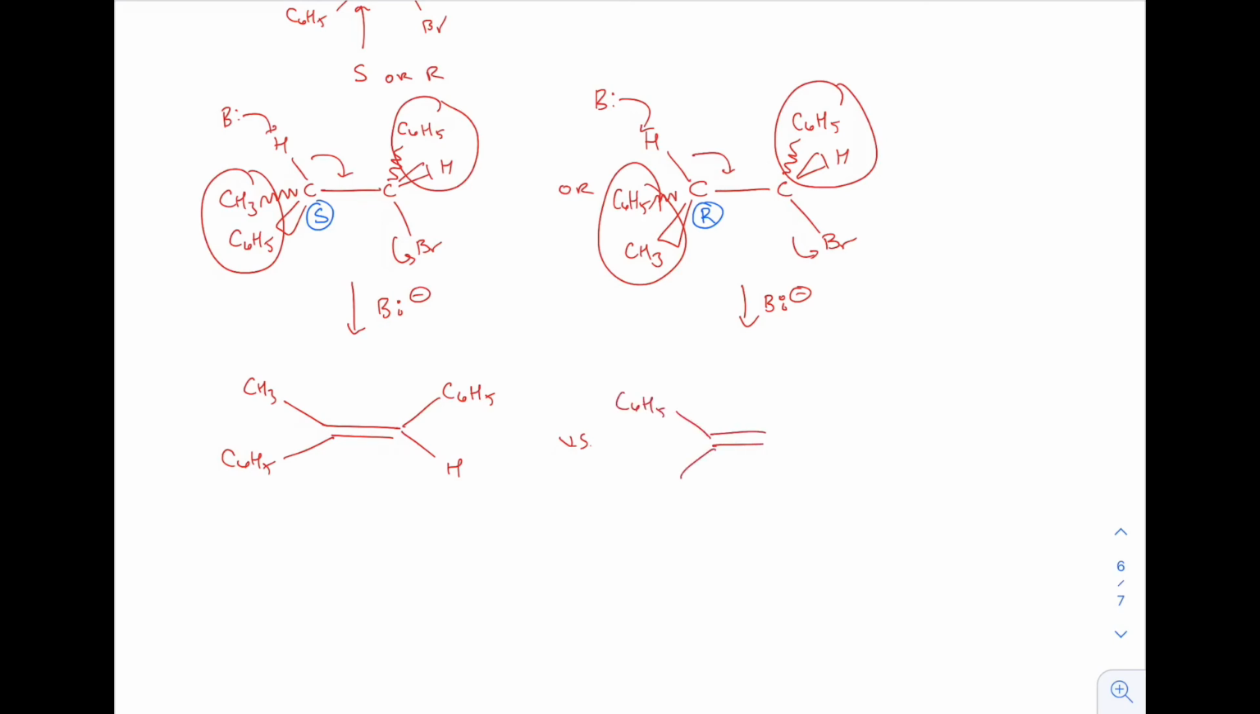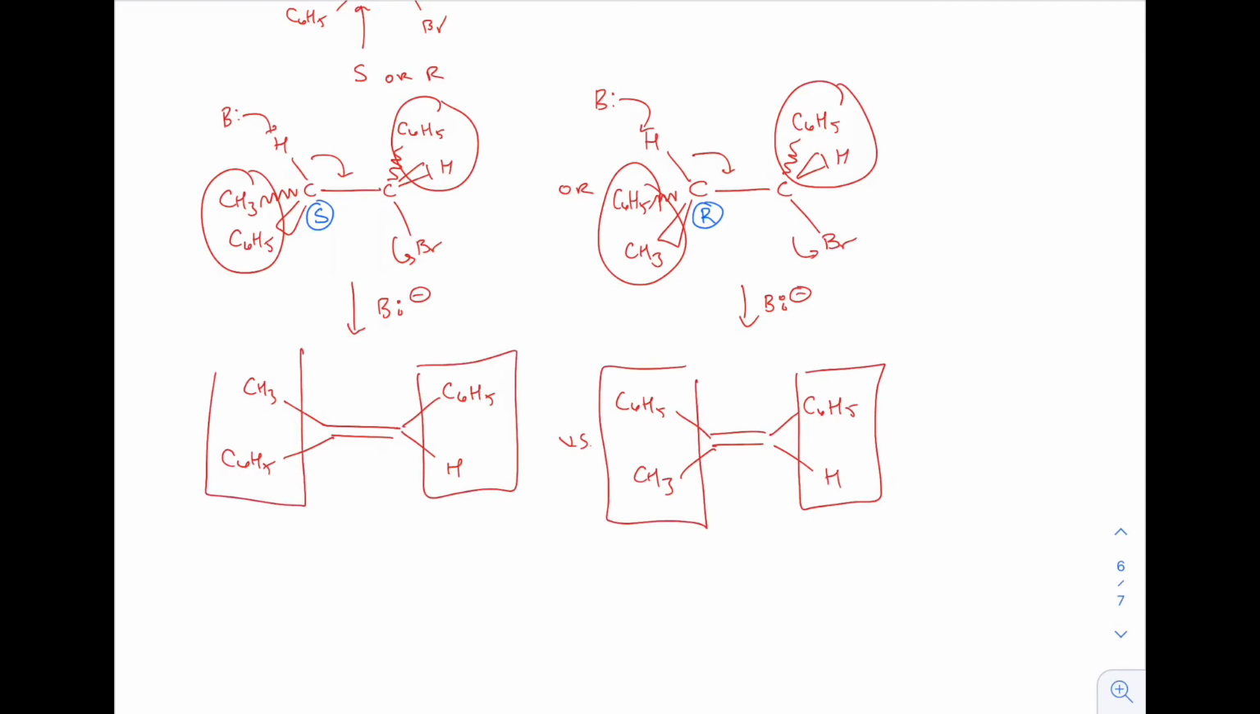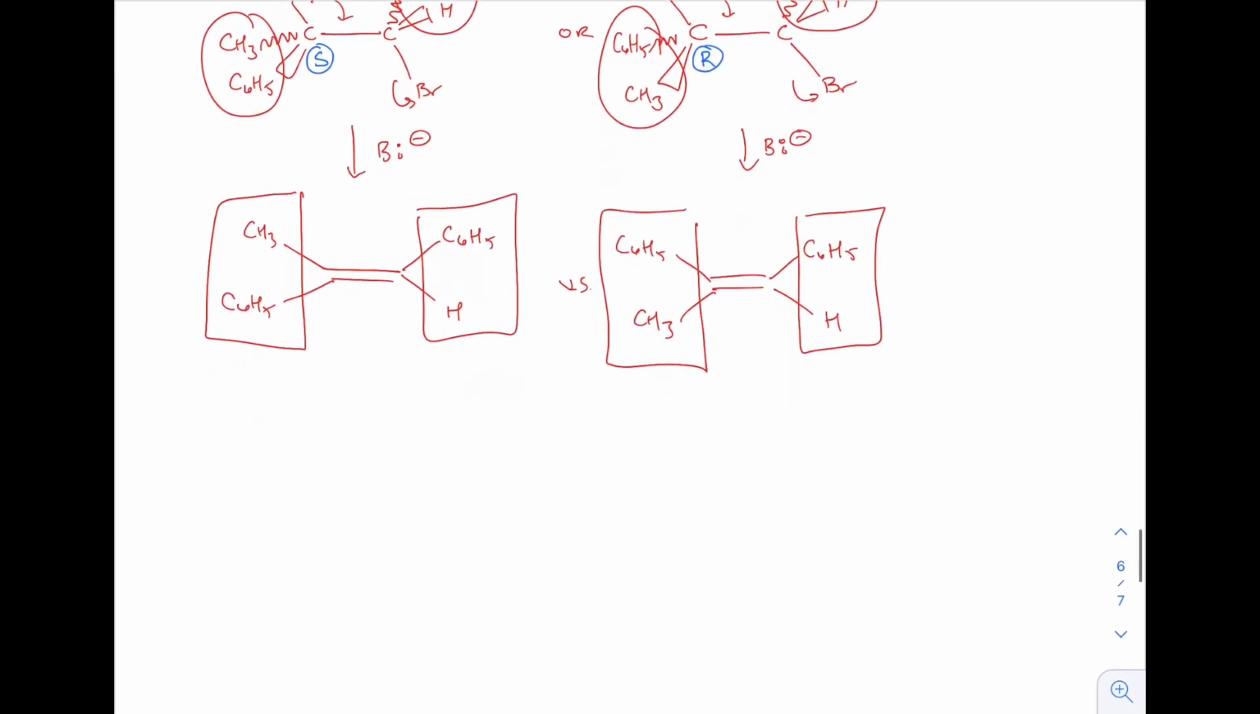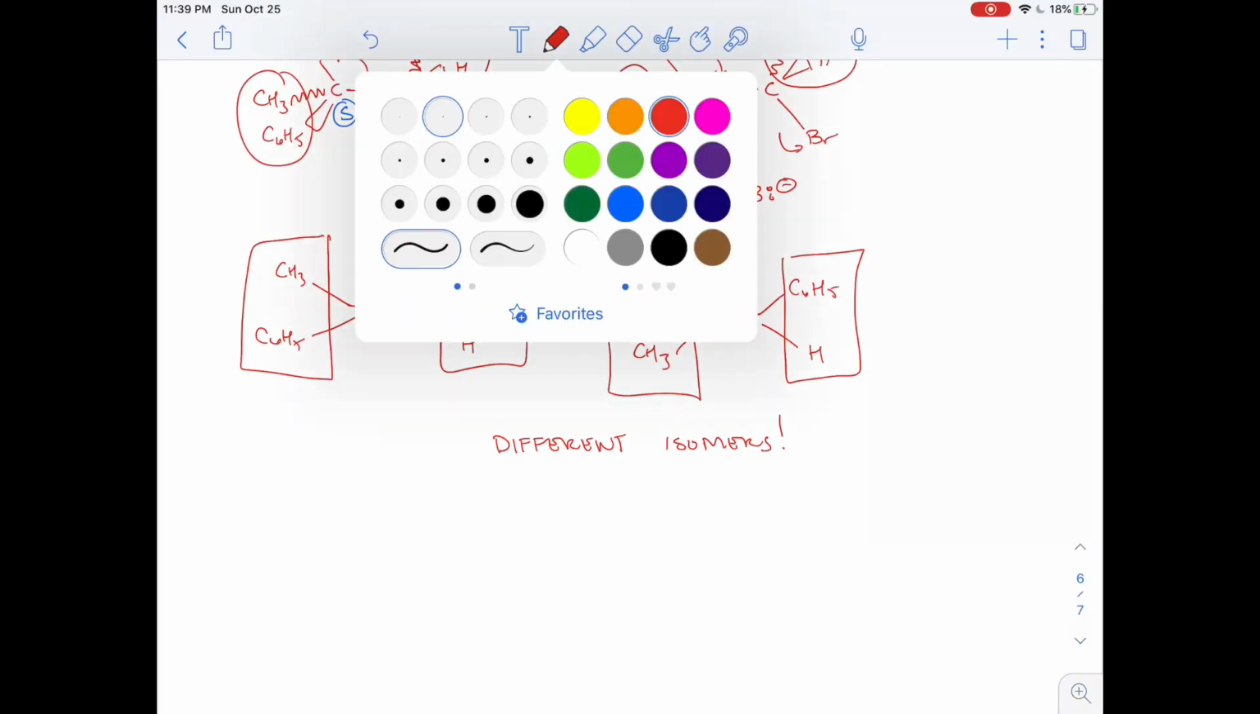And so this is really important. We also have two groups on the right the same, and then two groups on the left, you can see that they are swapped. So the benzene rings are trans to one another on the left, but they are cis on the compound on the right. And so they are different isomers. They are different stereoisomers, and they are diastereomers of one another. Okay, so they are non-superimposable mirror images.